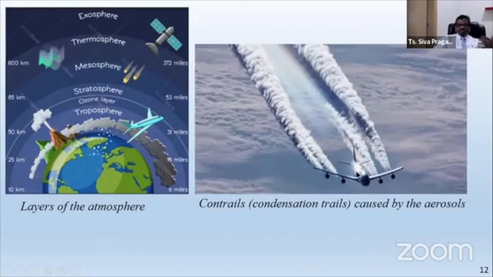And the next section, when you see here on this part of the aircraft which is flying, is called contrails. We hear the word contrails. It actually stands for condensation trails. This is caused by the aerosols. Aerosols are also types of emissions of the exhaust gas. Yeah, it's also kind of a pollutant.